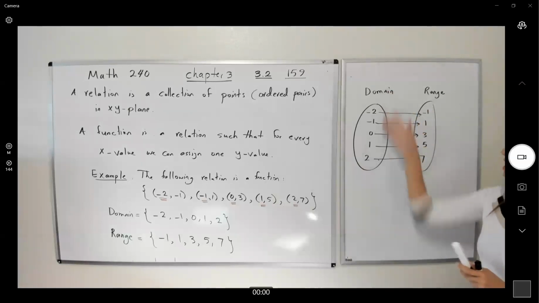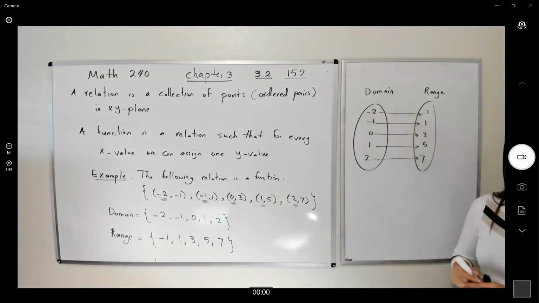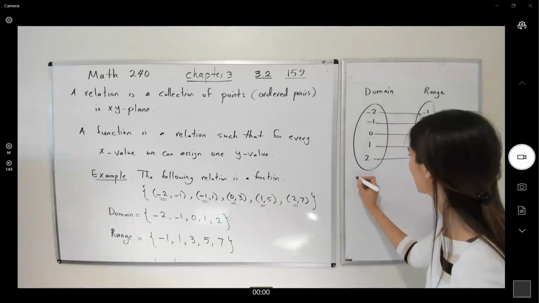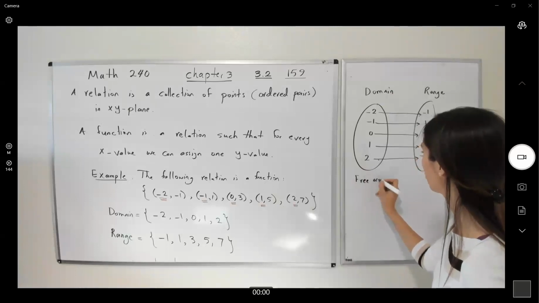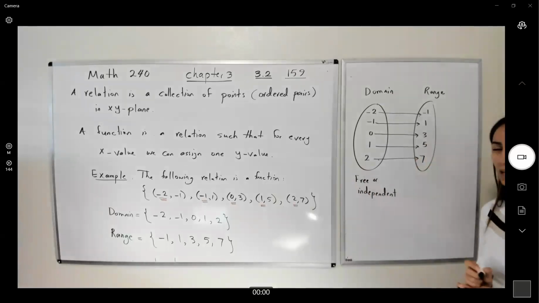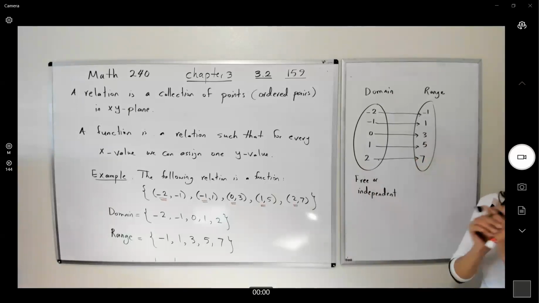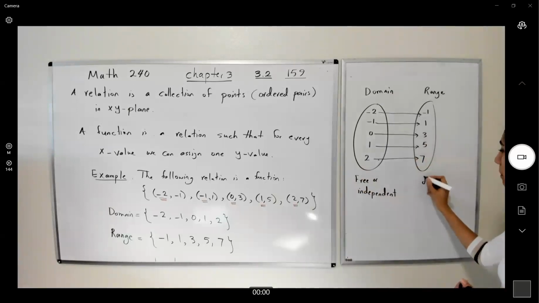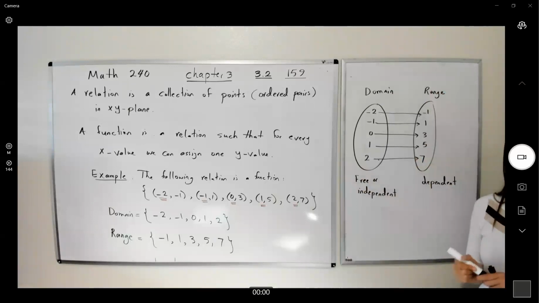So in this case, you say that your x values are free variables or they are independent variables. Free or independent. And the y values in your range all depend on your x values or independent values. So you call them dependent. This is one of the methods to visualize and graph your function.